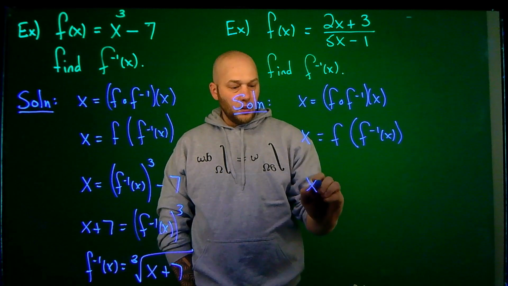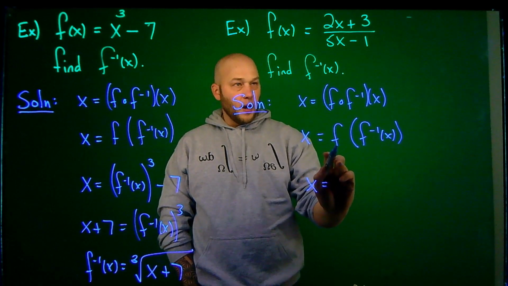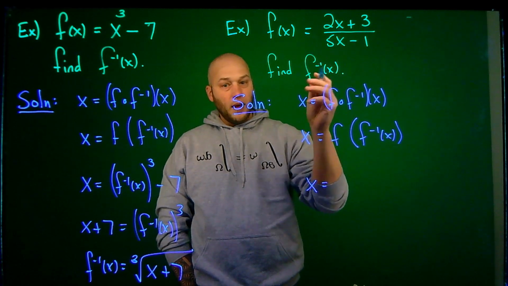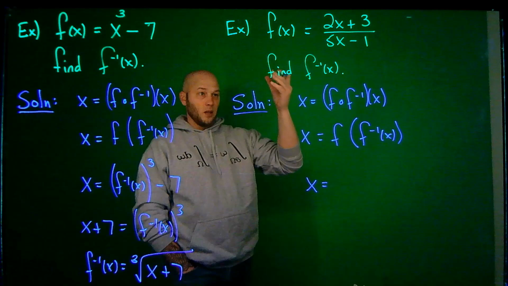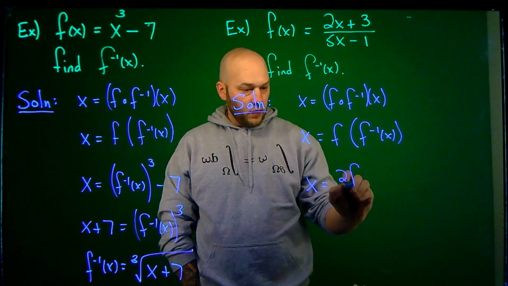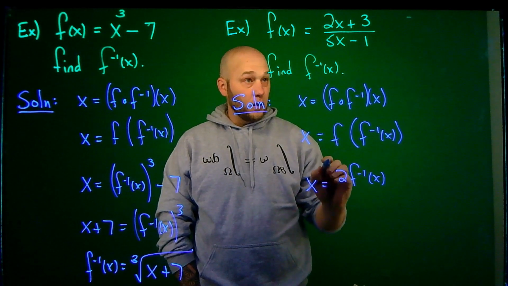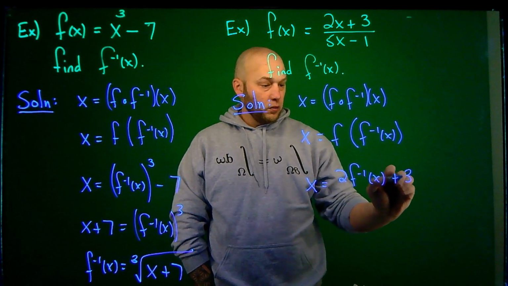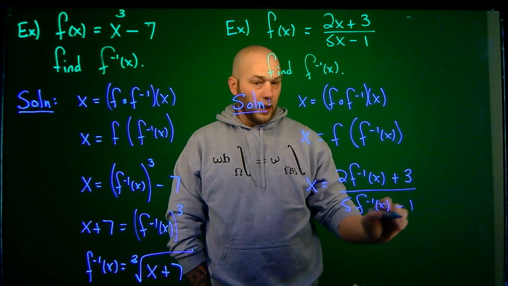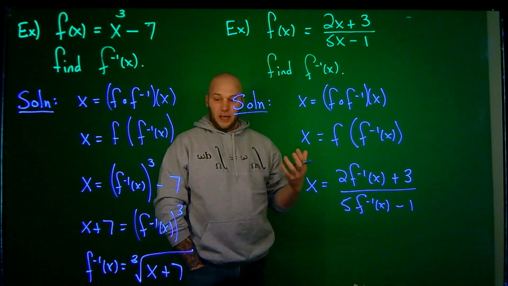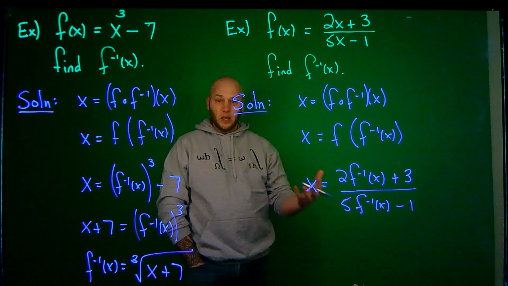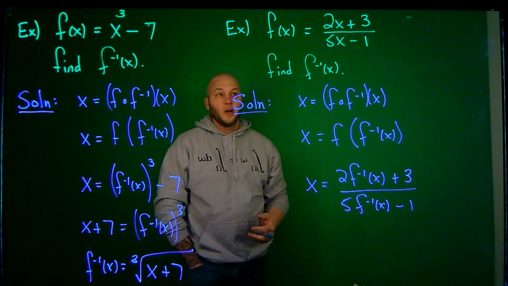I get x is equal to, now for this function f, notice that the inputs go after the 2 and after the 5. So the input location is in the numerator and in the denominator. That means I have to write the f inverse in both of those spots. So I get 2 f inverse plus 3 divided by 5 f inverse minus 1. Now what I have to do, again, is algebraically solve this equation for the inverse function. That will give me an expression for the inverse function.